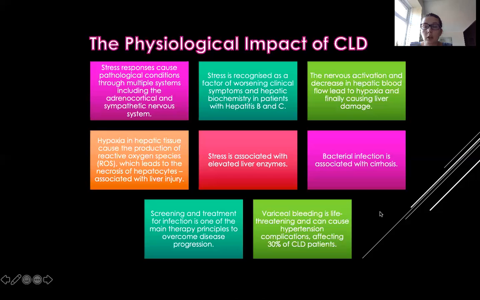Bacterial infection also plays a vital role here and is associated with the development of cirrhosis. Screening and treatment for infection is one of the main therapy principles to overcome disease progression. Variceal bleeding is life-threatening and can cause hypertension, a complication affecting 30% of chronic liver disease patients.